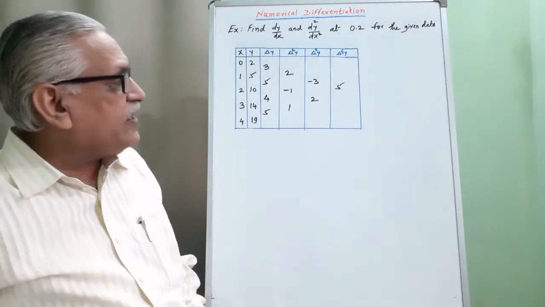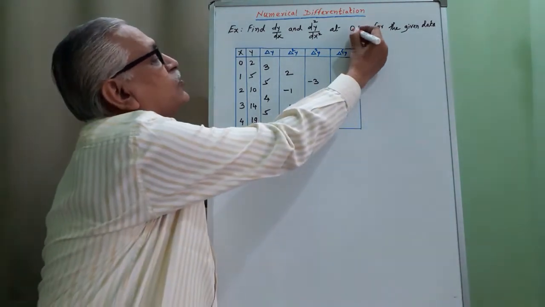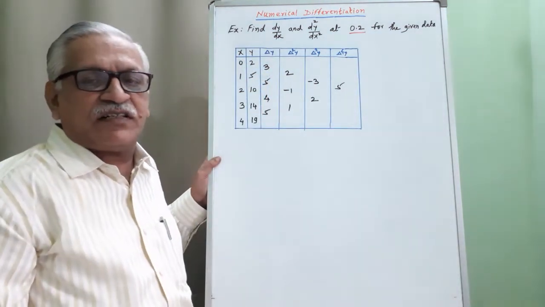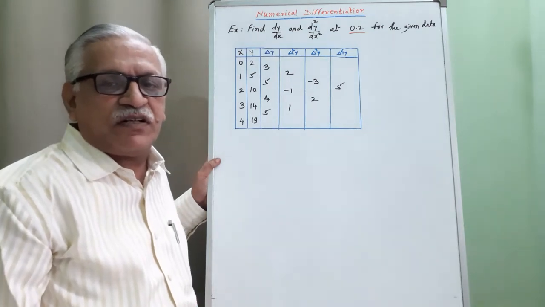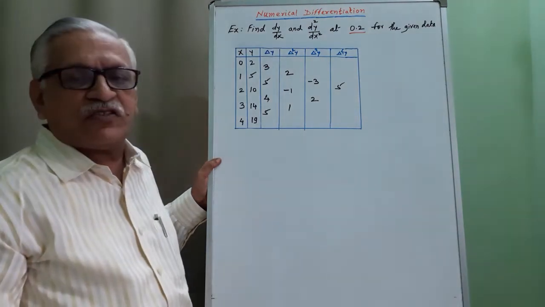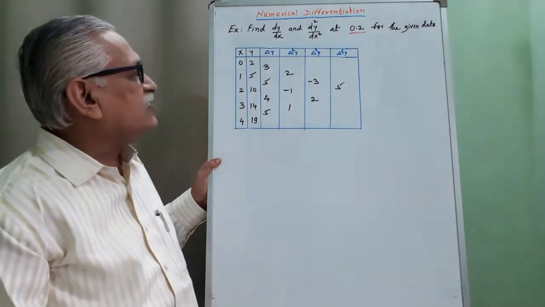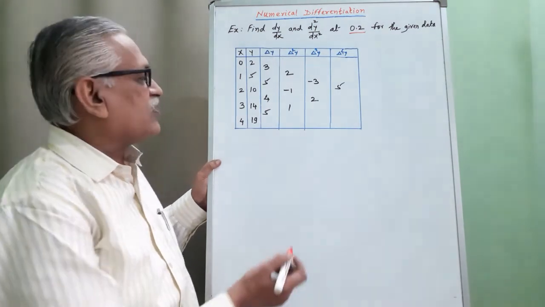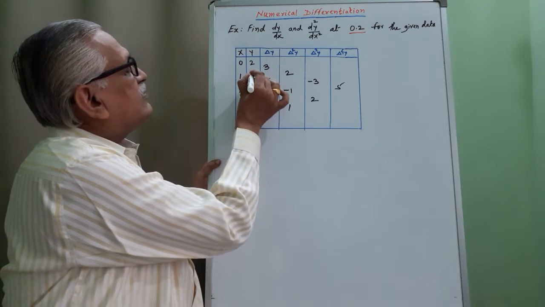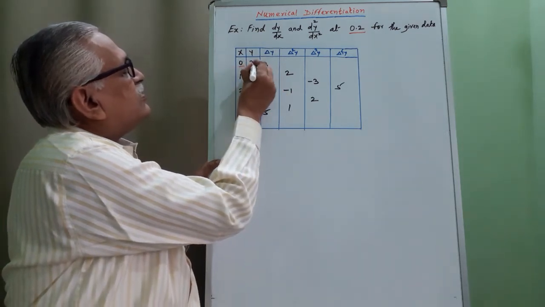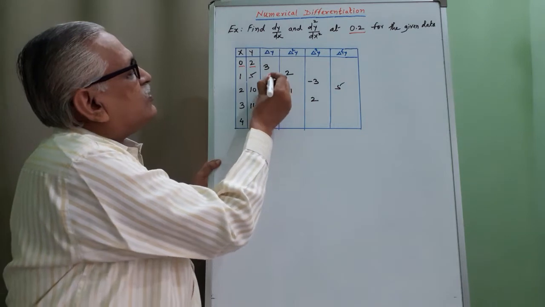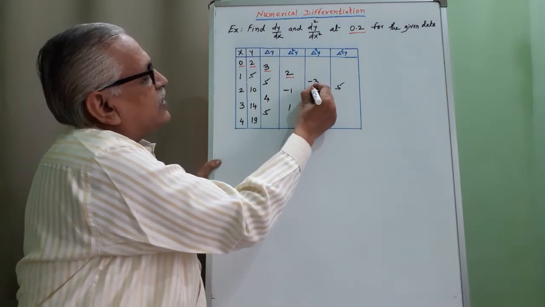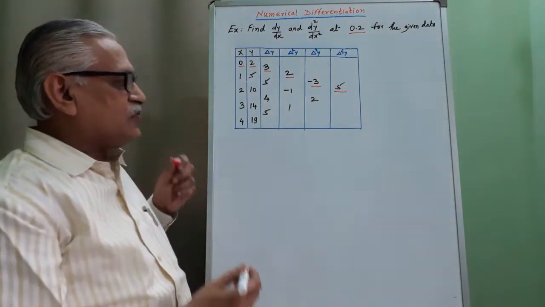Then we require to find the value at 0.2. 0.2 is in between 0 and 1, meaning it is at the top of the table, and as it is at the top of the table, we use Newton's forward interpolation formula to find the derivatives. The formula is obtained from Newton's forward interpolation formula, and therefore we underline the first value as x0, the corresponding value of y as y0, and this one as del y0, del square y0, del cube y0, and del raised to 4 y0.